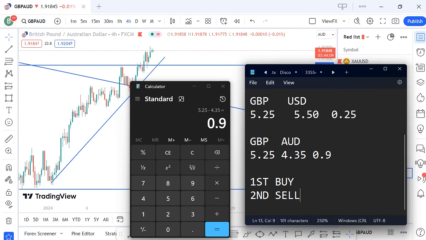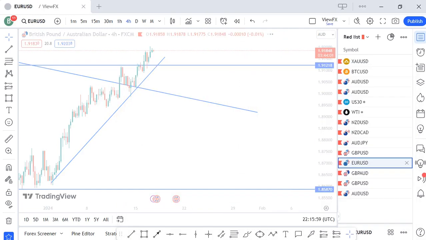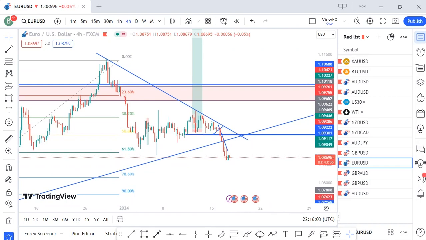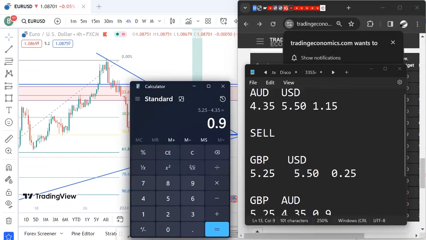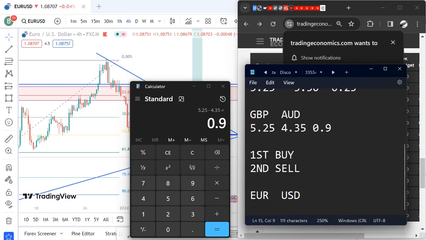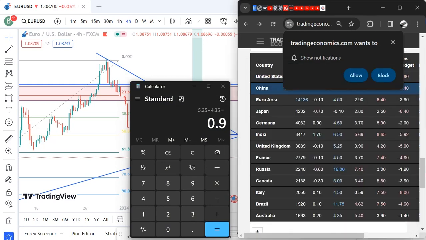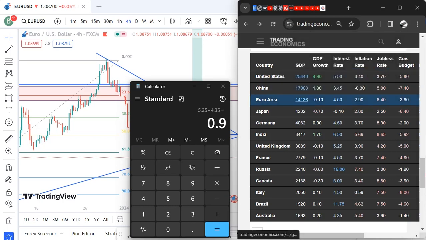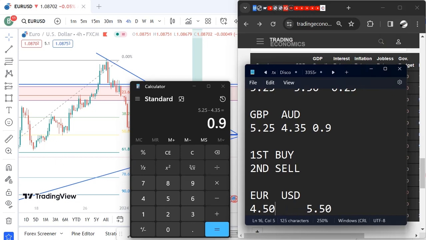So let's continue. Let's check the next pair, Euro USD. Let's see what is going on here. So let's check Euro. We have USD as 5.50. Now let's look at Europe. So we go back to our chart, and this is Euro area, and the interest rate is what? 4.50. So we have 4.50. So let's find the difference between these two.